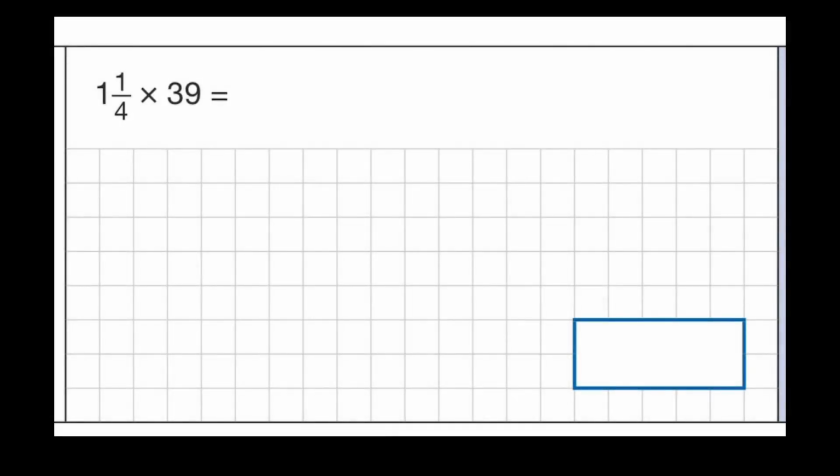It's your turn. You're going to have a go at 1 1/4 multiplied by 39. So pause the video now and have a go. So welcome back to the video. Firstly, we need to convert 1 1/4 into an improper fraction. We start with the denominator of 4 and we multiply it by the whole number of 1. 4 times 1 is equal to 4. Then we need to add the numerator of 1. 4 plus 1 is equal to 5. So as an improper fraction, 1 1/4 is equal to 5/4.